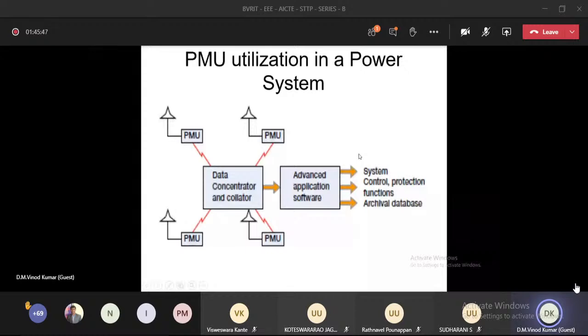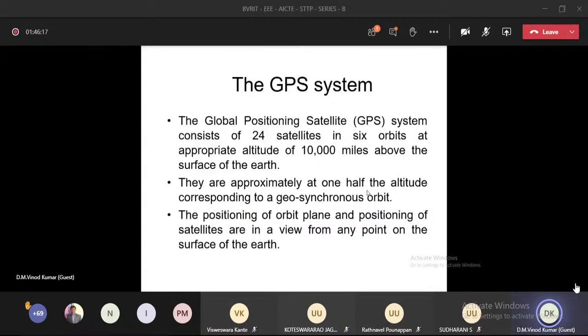And from there, it will go to the advanced applications, because a PDC is there at the load dispatch center. Suppose, at the regional load dispatch, one PMU is connected in each state, then all the states' information will go to the PDC. The PDC is at the regional load dispatch center, like Bangalore for the Southern Regional Load Dispatch Center, and they will do certain functions like state estimation, automatic generation control, etc. The outputs are for system control, protection functions, and like that. This is the global positioning system.